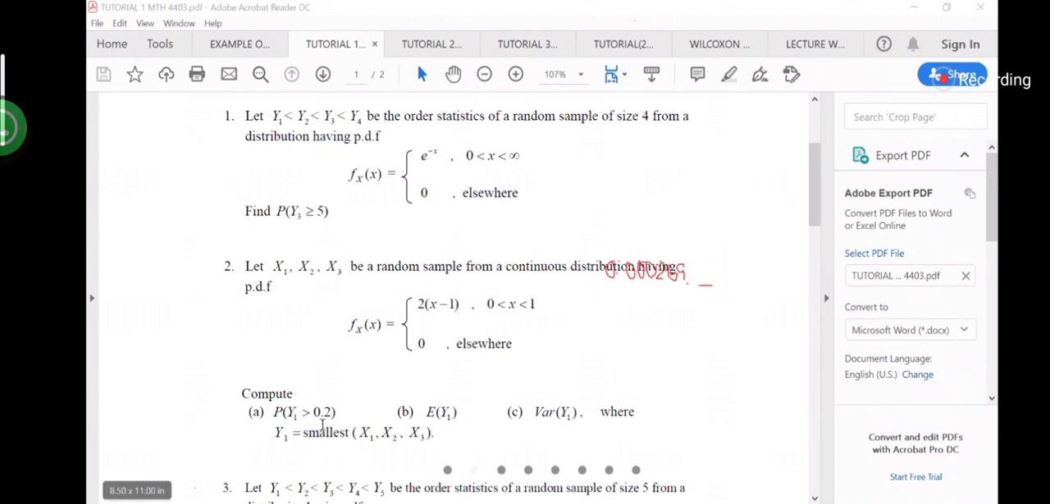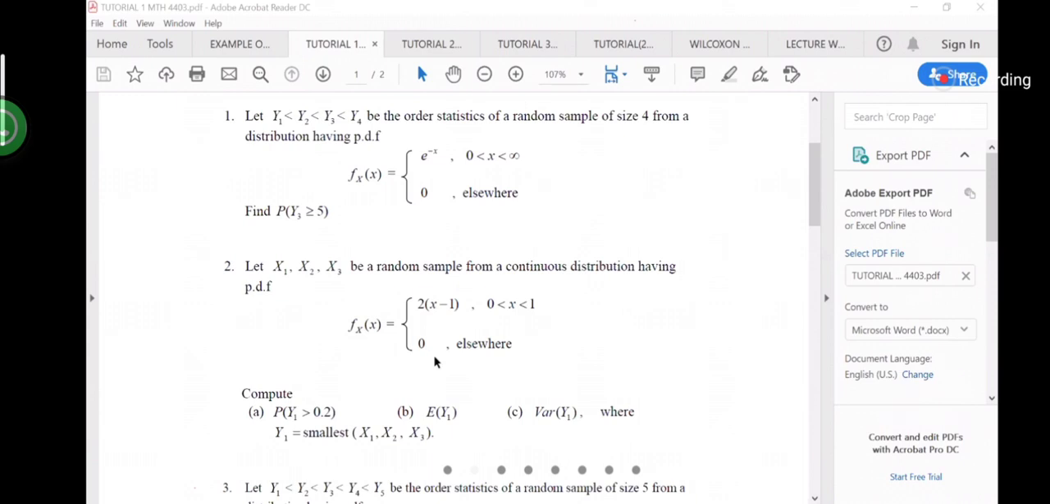Because the integral of f(x) is not equal to 1. Okay, so I just want to highlight here that for this number 2, you cannot get the answer. I want to put it here so that you know why there's no answer for number 2. It is because this f(x) is not a PDF function.